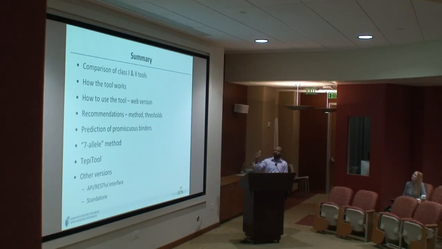So in summary, we went through the class 1 and class 2 tools. We had a brief comparison. We learned how the tool works. I gave you different recommendations on which method to use, what kind of thresholds, and how to do the prediction of promiscuous binders. We saw the 7 allele method, we quickly went over the TEPI tool, and we also took a look at the other versions, API and standalone.